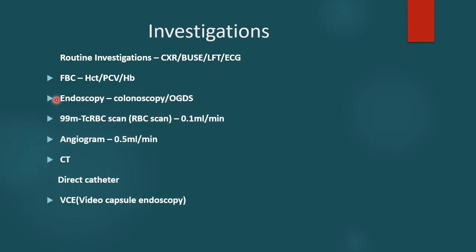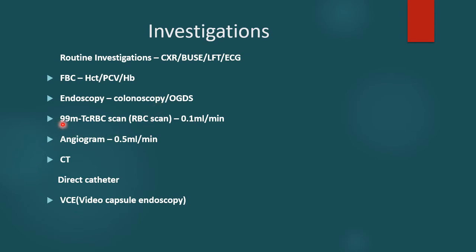The other investigations or special investigations include first endoscopy, okay, which includes colonoscopy and at times even an upper endoscopy, OGDS, to rule out upper GI bleeding. Colonoscopy has become the most important investigation in a patient with lower GI bleed. Okay, it not only helps in the diagnosis in the vast majority of cases, but it can also be used therapeutically to treat or stop the bleeding in the GI tract.